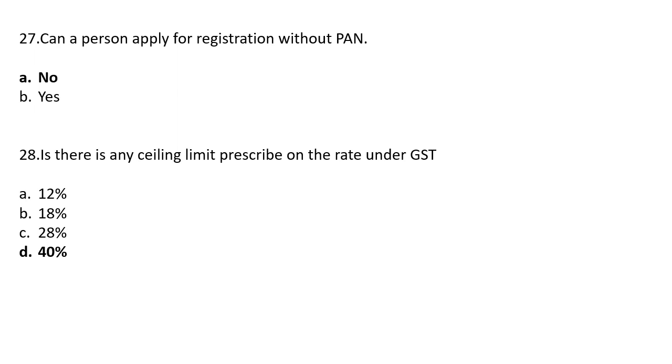Is there any ceiling limit prescribed on the rate under GST? Option A, 12%. Option B, 18%. Option C, 28%. Option D, 40%. The correct answer is option D, 40%. 40% is the ceiling limit prescribed on the rate under GST.